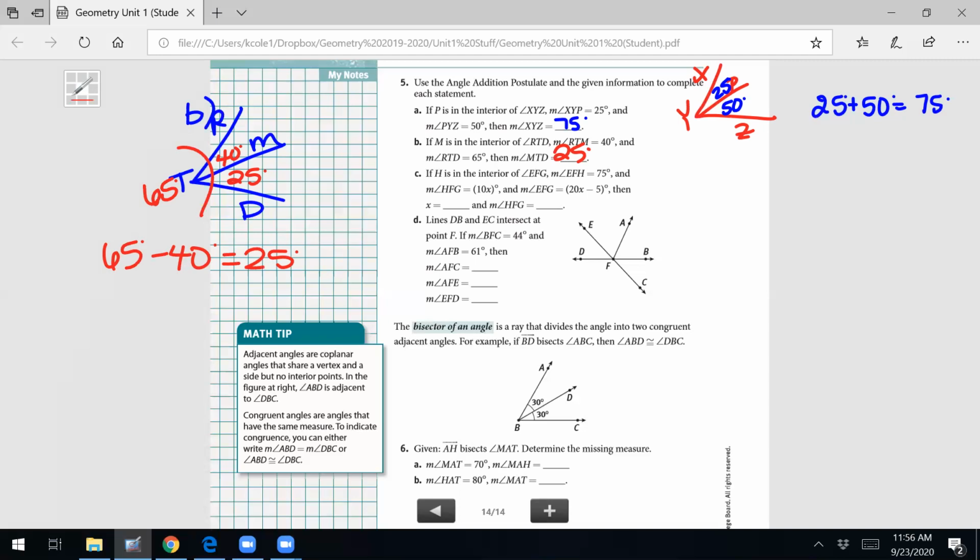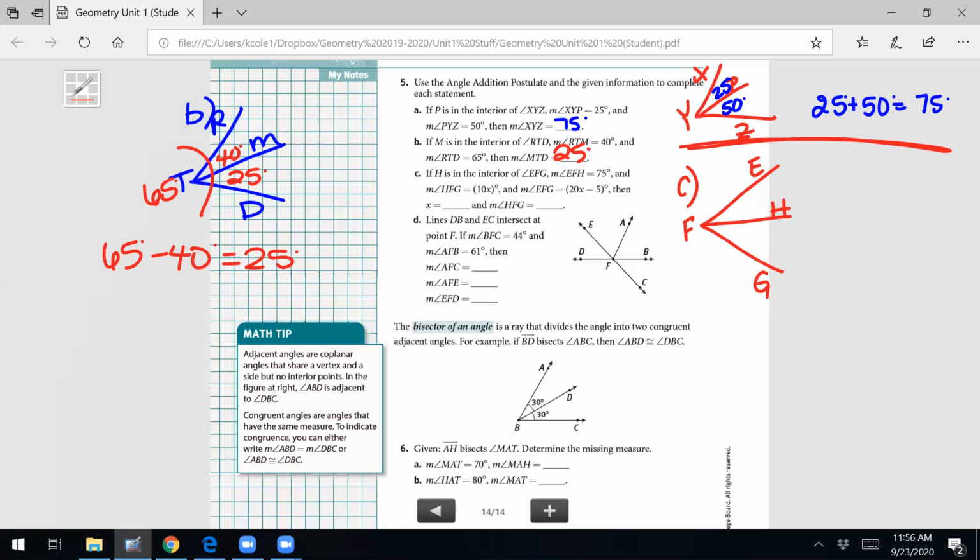Now we're going to look at some algebra. So C includes some algebra. It says if H is the interior. So let me draw this out. There's H. And what are we dealing with? E, F, G.